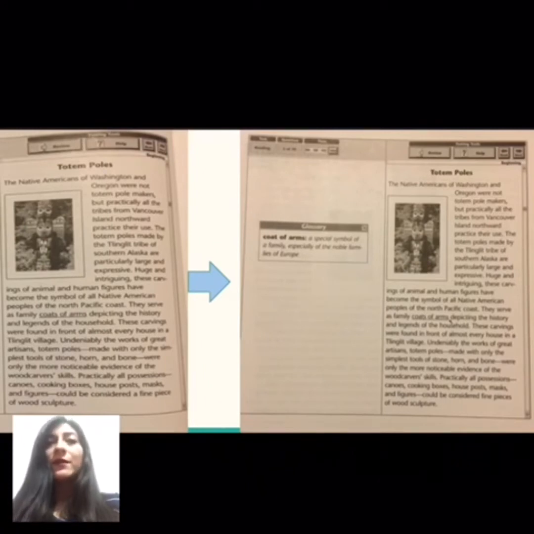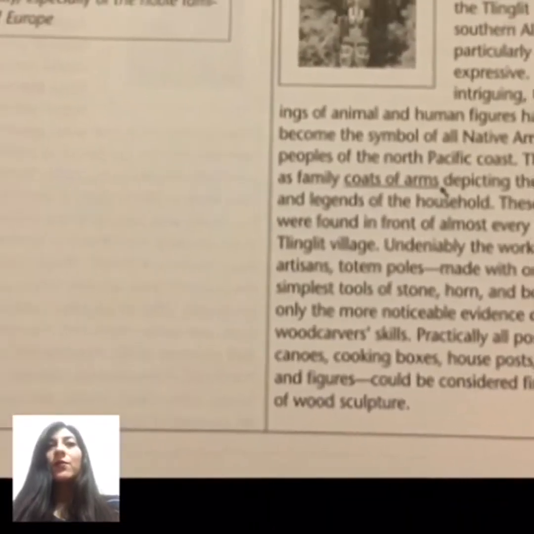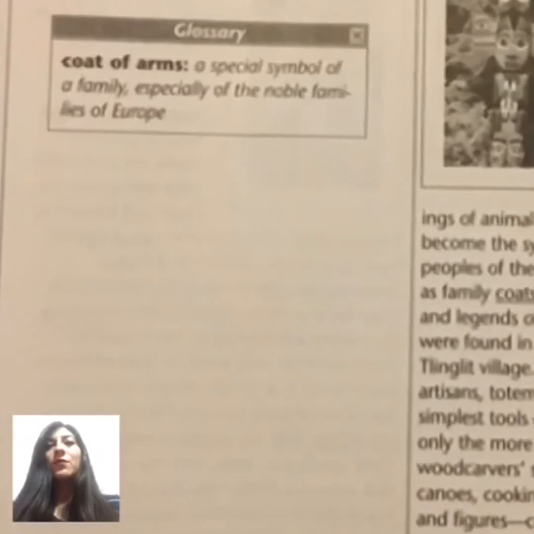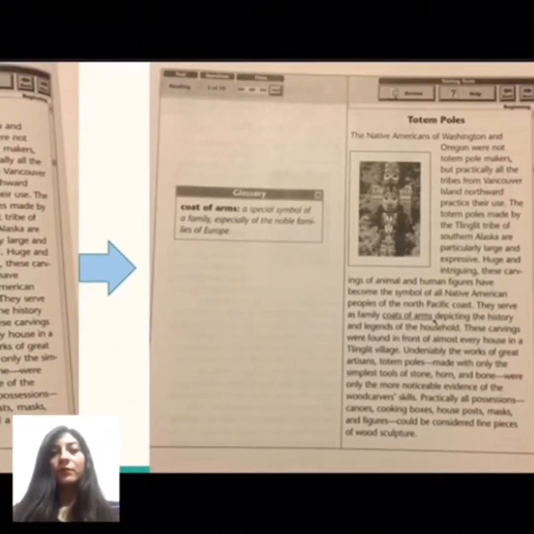The vocabulary used in the reading section is sophisticated. Some specialized vocabulary is glossed. In other words, it is marked with a blue underline and you can get a definition by clicking on the word or phrase.